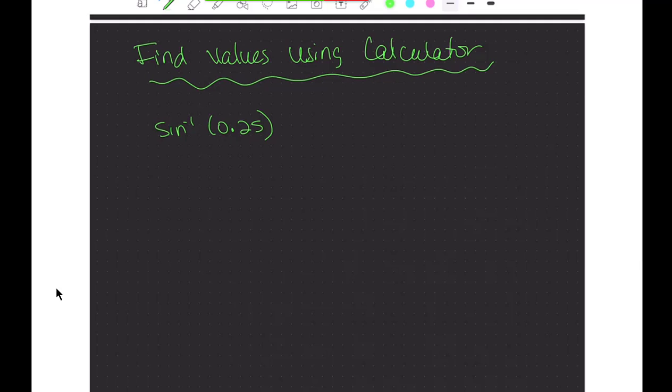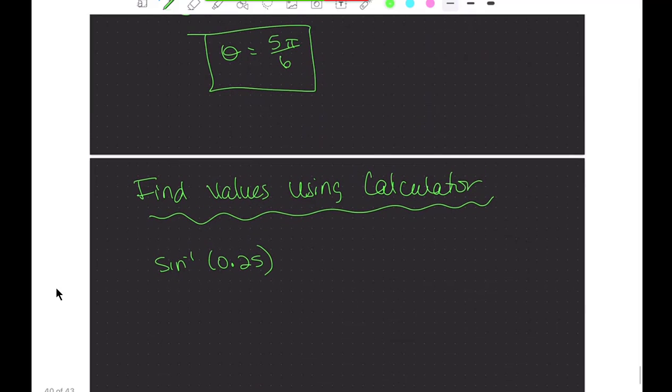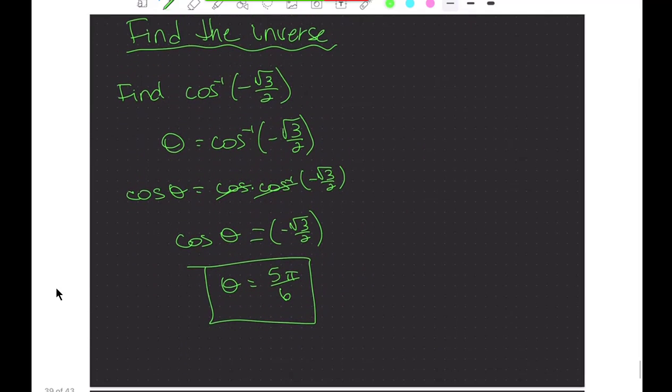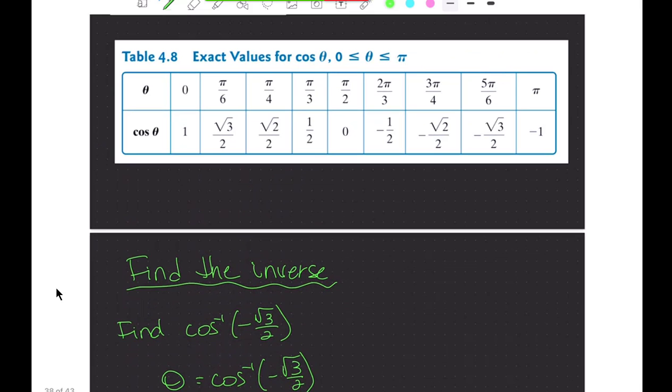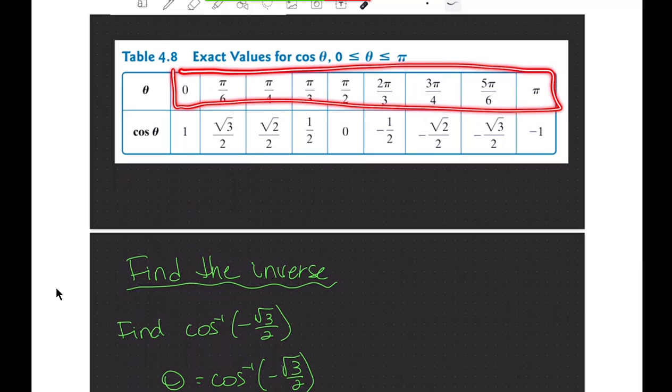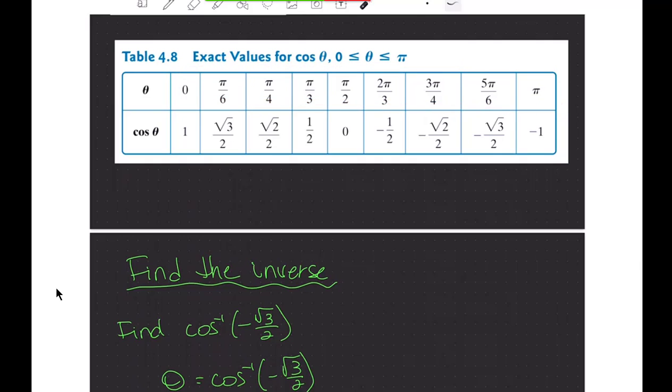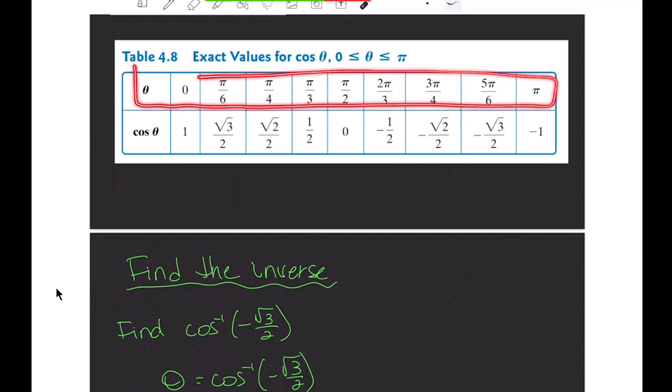But we have to talk about the mode that we're in when it comes to our calculator. When we did all of these and we're looking for those thetas, like that 5 pi over 6, these are all in radians. This is the radian measure of our circle. When we're talking about radians, we need to make sure our calculator is in radian mode. If we were talking about degrees, we need to make sure it is in degree mode. And these ones are all radians.